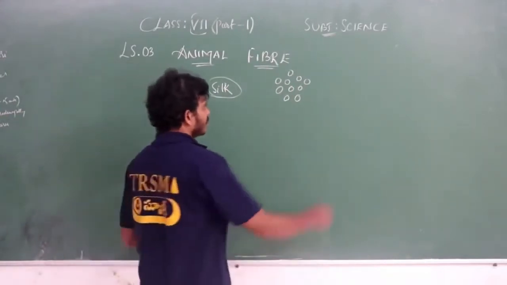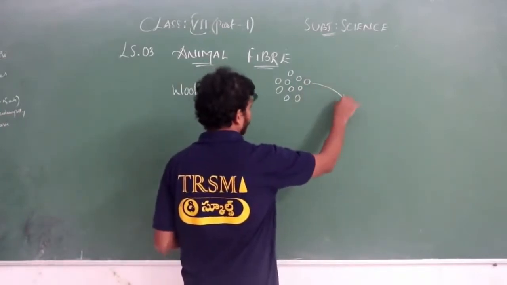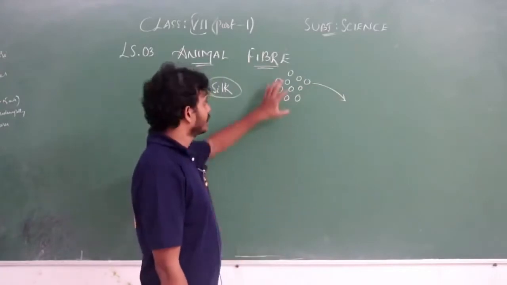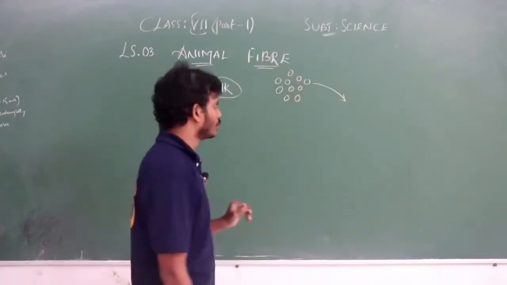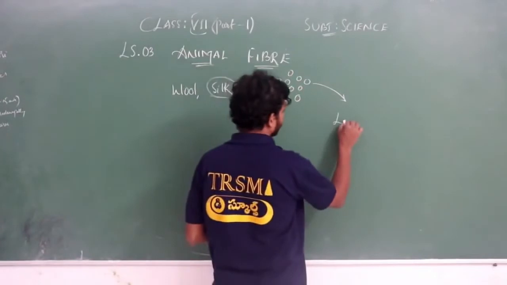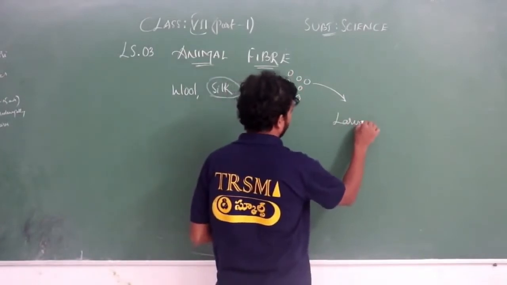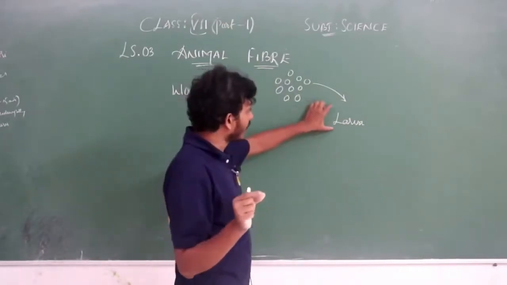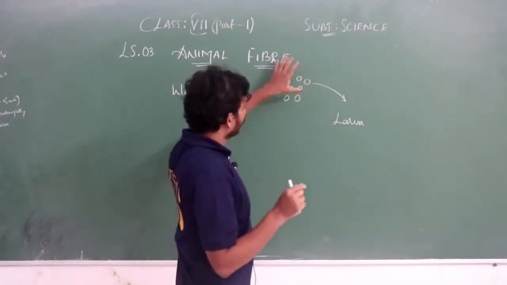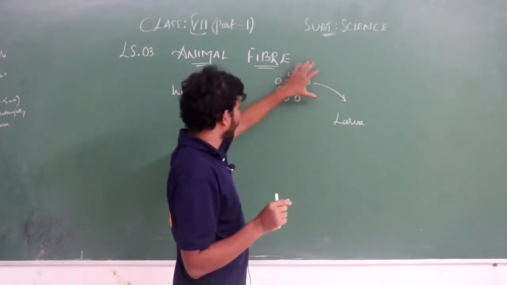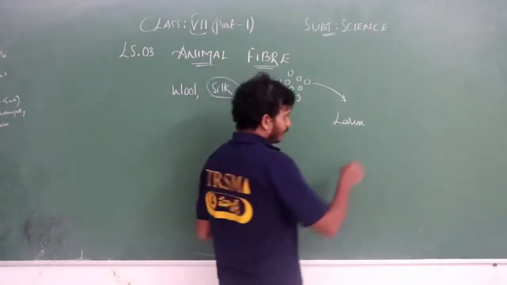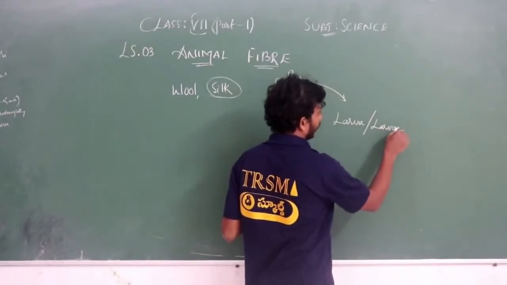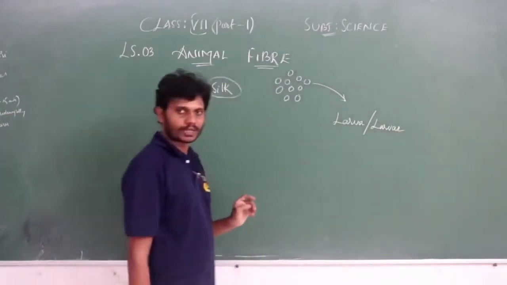These eggs, within 10 days, hatch into larva, L-A-R-V-A. If it is singular, we call it larva, a small worm which is obtained from these eggs. And if it is plural, we say larvae. If they are many, we say larvae.